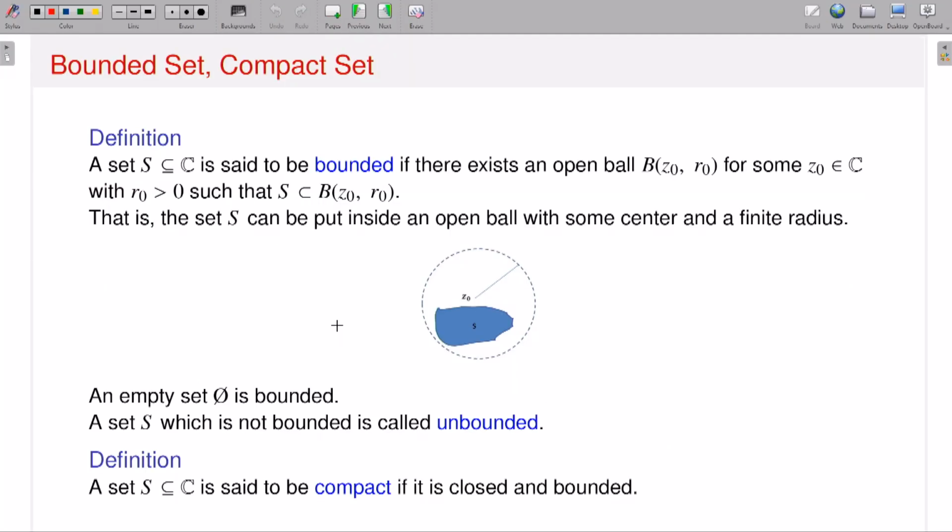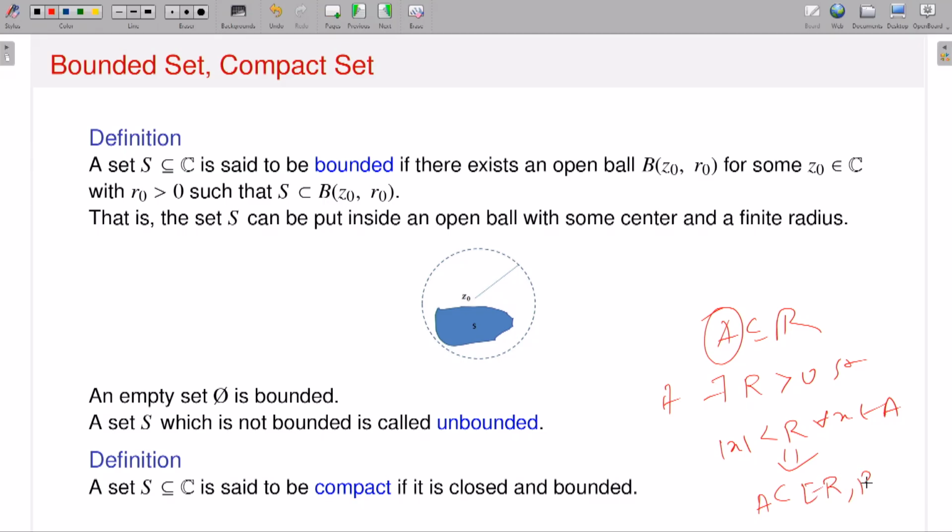Another two concepts are called bounded set and compact set. Like bounded set, you know in the real line what the definition of a bounded set is. A set A subset of R is called bounded if there exists R positive such that mod X is less than R for all X in A. That means A is fully contained in the interval minus R to R, or you can take a little more than R if you want it open.